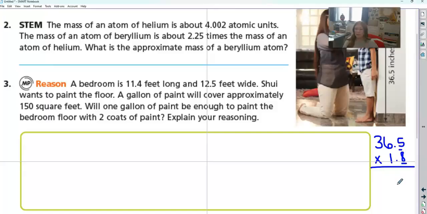Don't bring it straight down. I know it's tempting. You've been adding. You've been practicing that. But move it over 2 places.